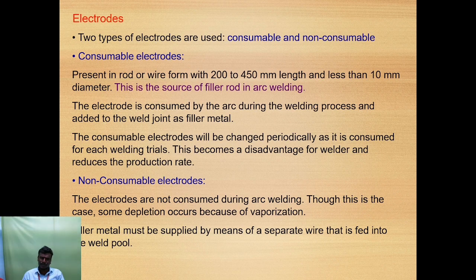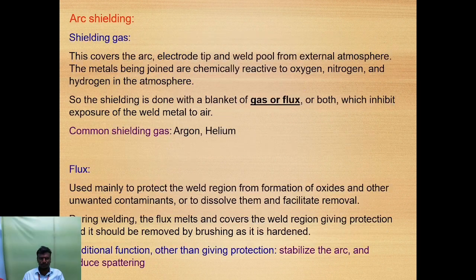And next, non-consumable electrodes. The electrodes are not consumed during the arc welding process, though some depletion occurs because of vaporization. The filler metal must be supplied by means of a separate wire that is fed into the weld pool.